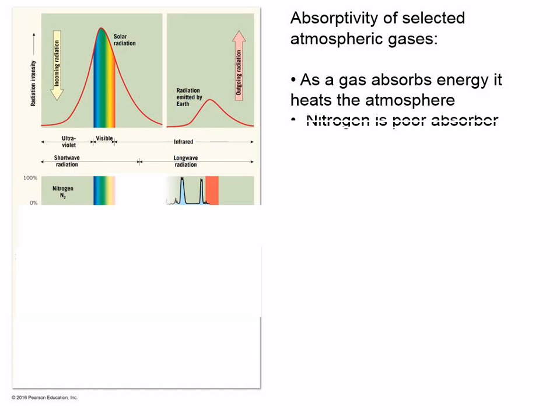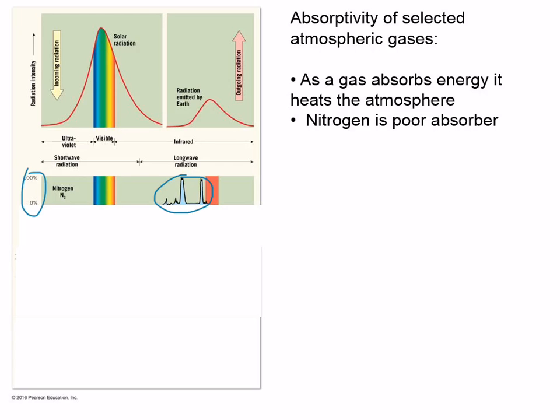So here we go. Here are some gases in our atmosphere. Nitrogen, that's N2. 80% of our atmosphere is nitrogen. The way you look at this is, the y-axis is absorptivity. So where you see nothing, that means nitrogen allows all of these wavelengths to come in, and it absorbs these wavelengths. So that's how nitrogen works.